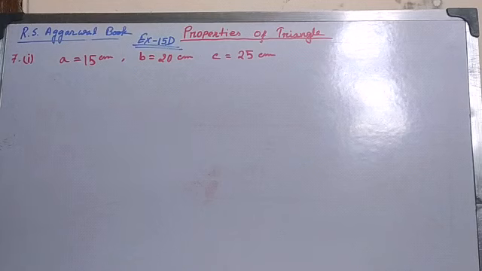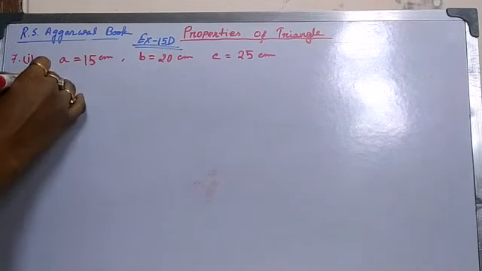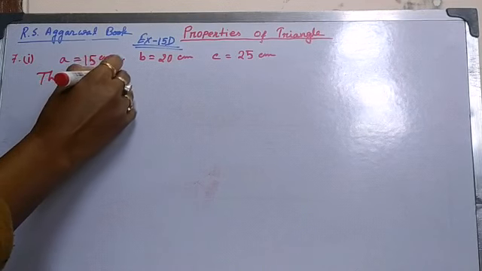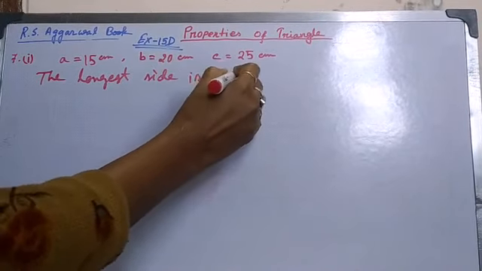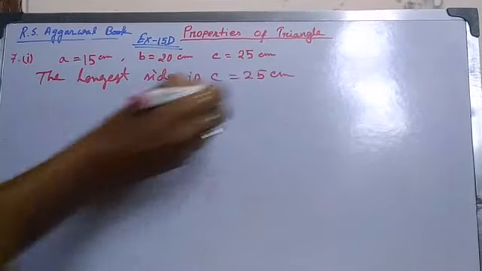Now question number 7. The lengths of the sides of some triangles are given below. Which of them are right angled triangle? So I will do number 1, but this same process will be used for number 2 and number 3. Here A equal to 15 centimeter, B equal to 20 centimeter, C equal to 25 centimeter given. So here the longest side is 25 centimeter, that is C.